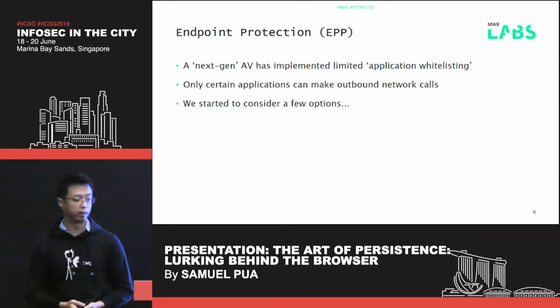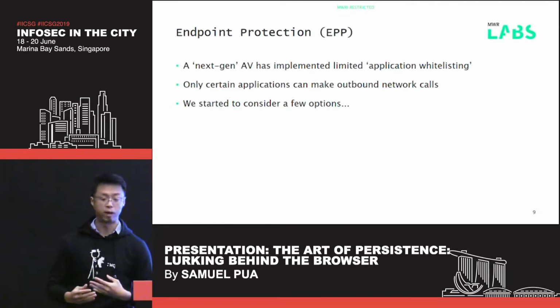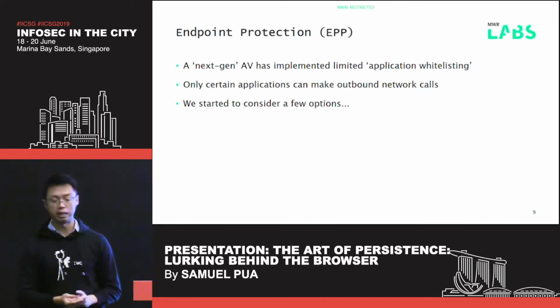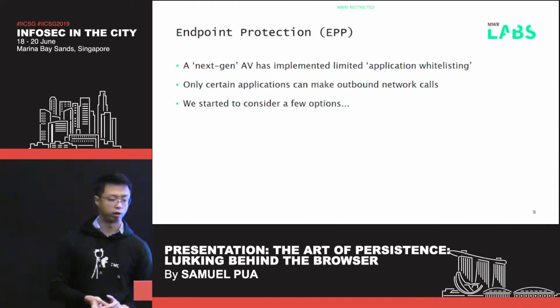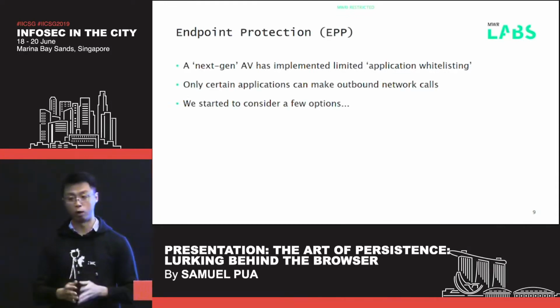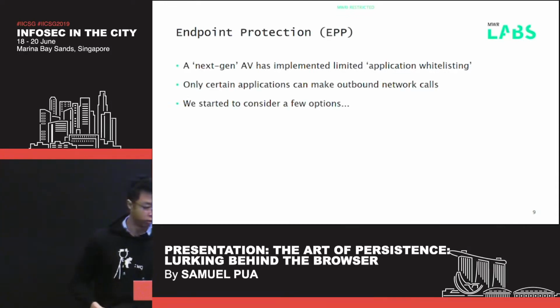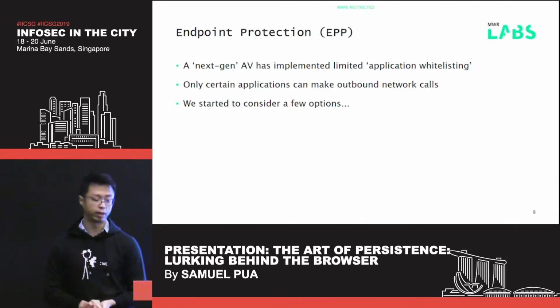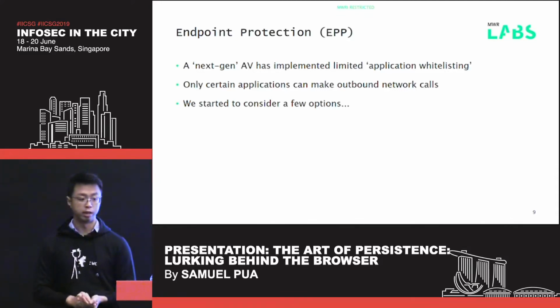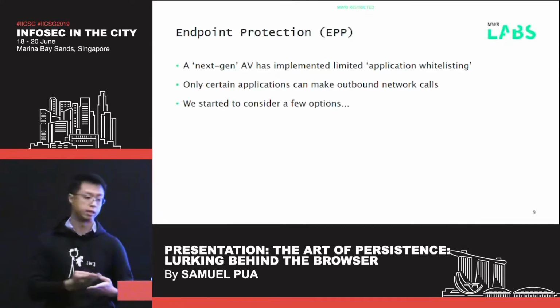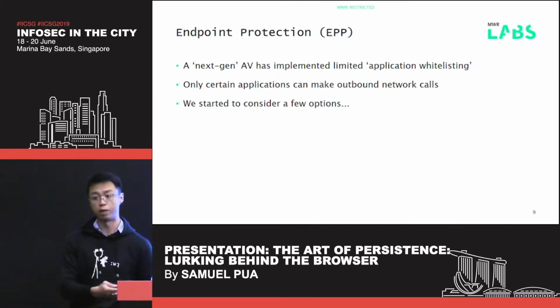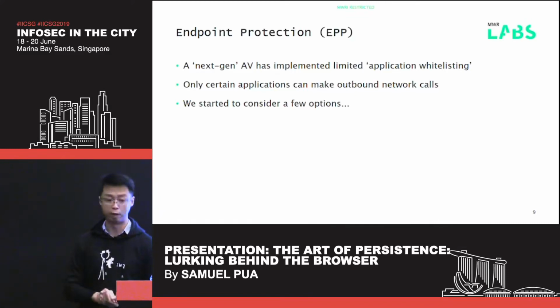So we suspect that the next-gen AV has implemented some kind of application whitelisting. It is likely not a signature because our payloads were not signatured. So what we suspect is that there is some kind of limited application whitelisting. Only certain applications are able to execute or to make outbound network calls, and that's why we're not getting a callback from our stored payloads.